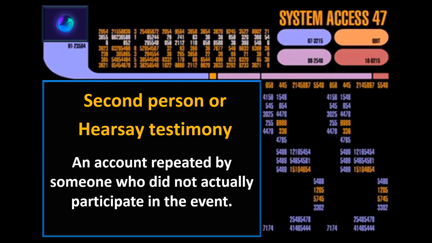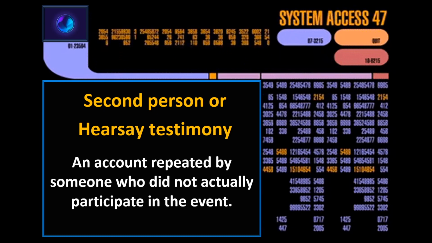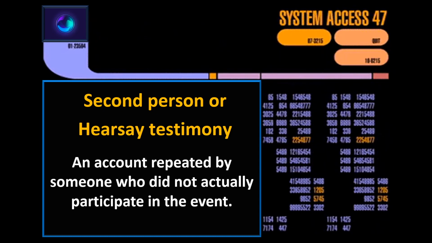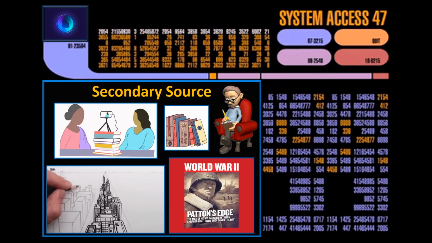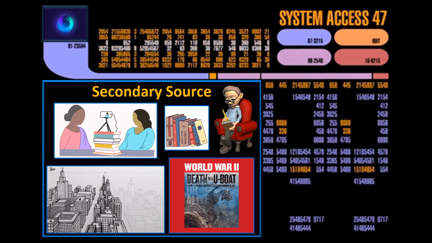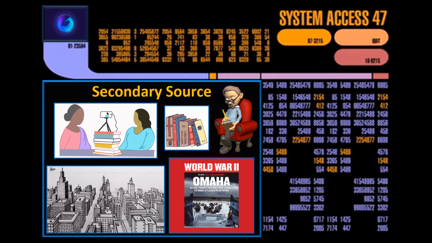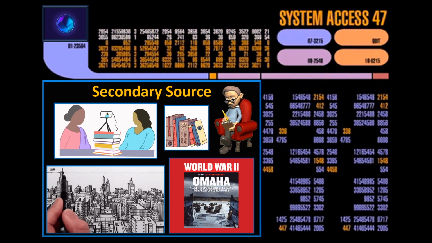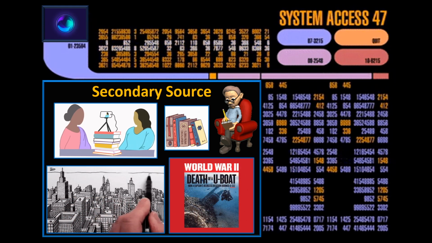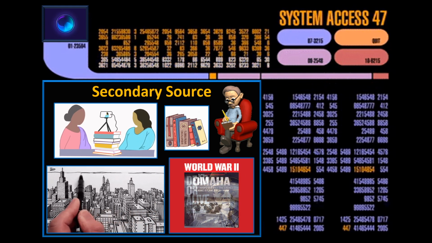Second person or hearsay testimony is an account repeated by someone who did not actually participate in the event. Examples are newspaper accounts from interviews of observers, letters that repeat a story told to the writer, drawings based on another person's observations, or a book written about a topic. That was very good, Aurora.